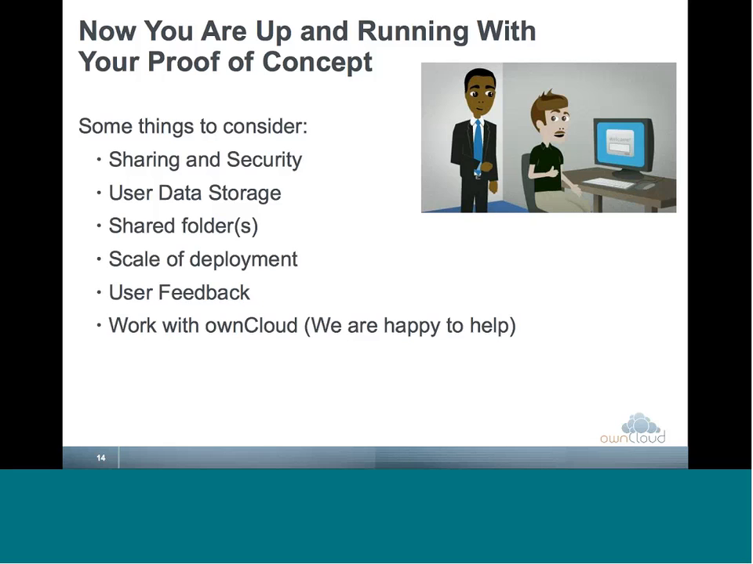User data storage. A lot of times you go into these things not really knowing how much data a user is going to use or how much storage a user is going to access. Ultimately, go through the process of monitoring that and seeing if you've allocated enough. Shared folders and the scale of deployment. Shared folders are a situation where a user shares an entire folder out to a group of people. Are they doing something that they shouldn't? Do we need to monitor that? Do we need to put some security policies in place? The scale of your deployment: have you allocated enough resources on the ownCloud server? Do you have enough storage? And then ultimately, user feedback.